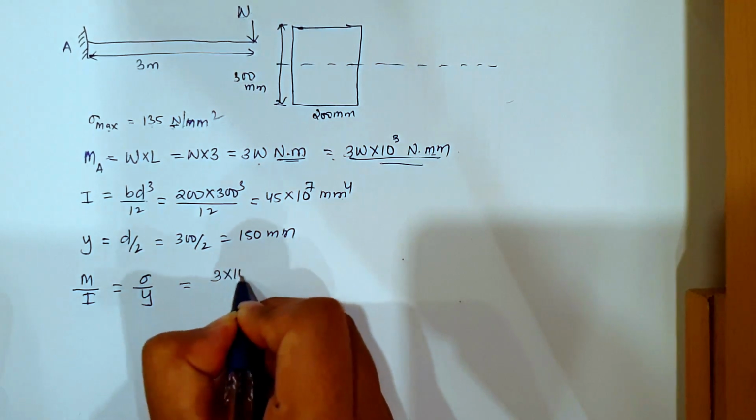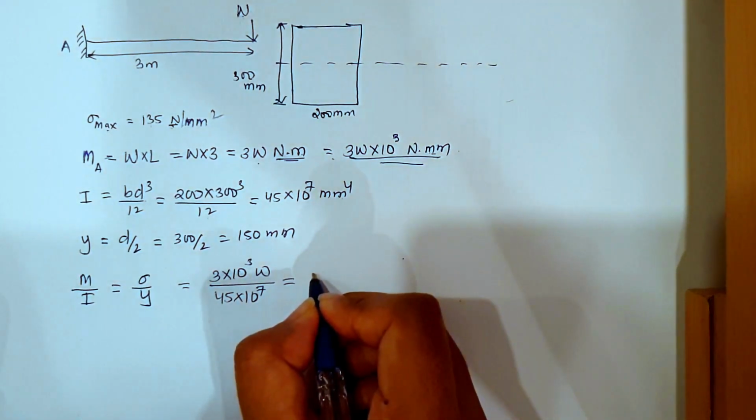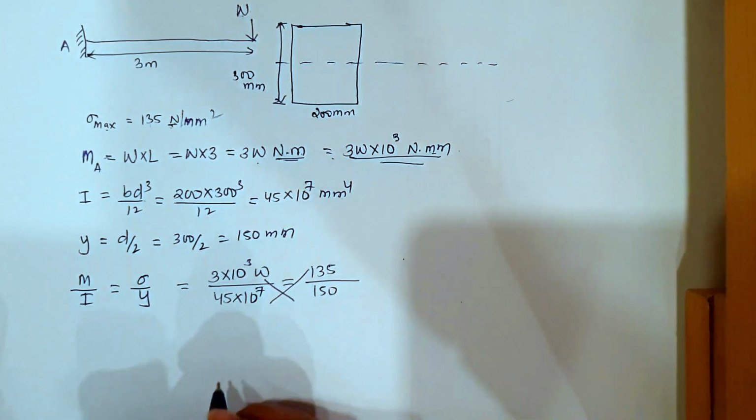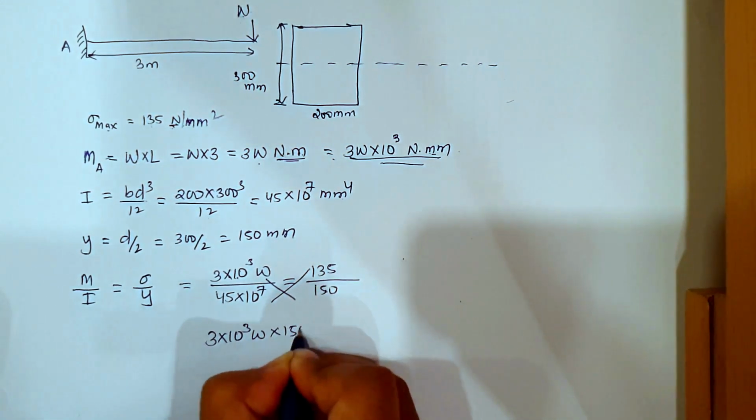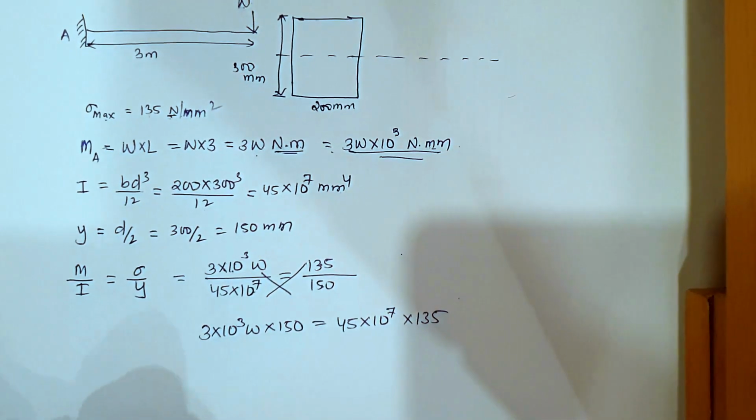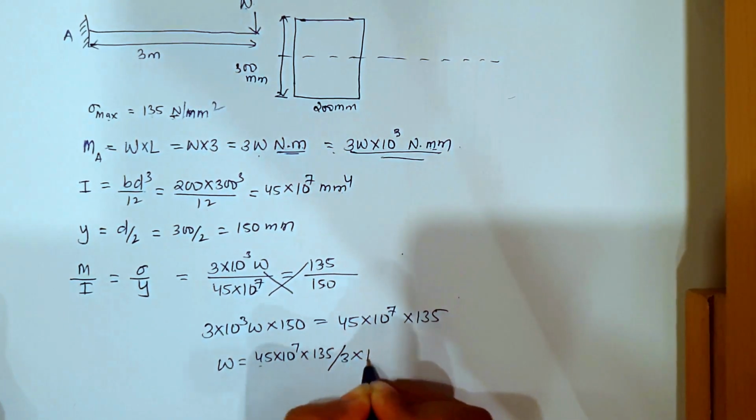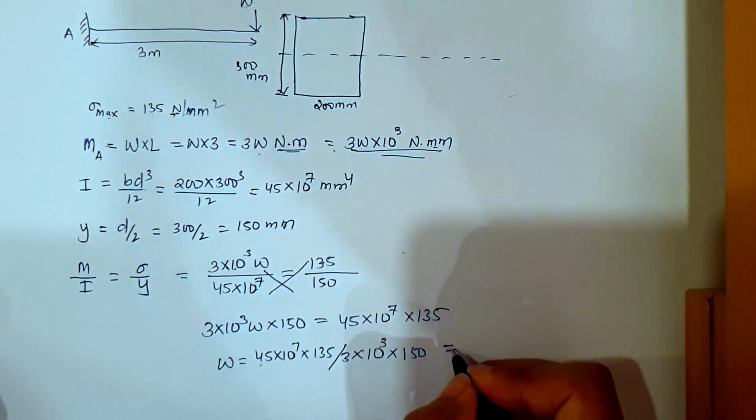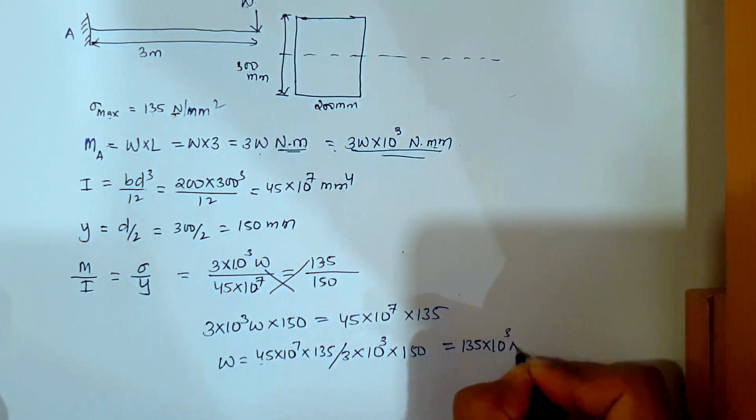So here I have 3 into 10 raised to power 3 w divided by I, which is 45 into 10 raised to power 7, equals sigma, given as 135 divided by y, which is 150. Cross multiply it again: 3 into 10 raised to power 3 w into 150 equals 45 into 10 raised to power 7 into 135. So w equals 45 into 10 raised to power 7 into 135 divided by 3 into 10 raised to power 3 into 150. So the value of w will come equal to 135 into 10 raised to power 3 newton.